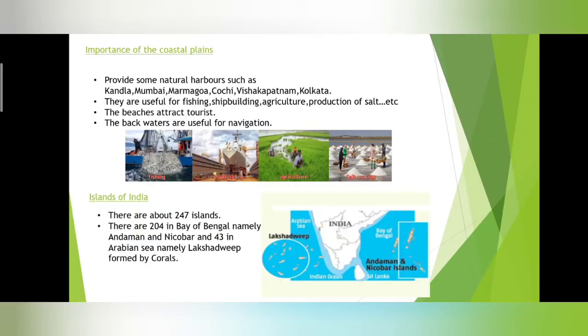Next, let's see the importance of the coastal plains. So the coastal plains are very, very important. How are they important? First and foremost, they provide natural harbors. On the western coast we have Kandla, Mumbai, Marmagoa, Kochi. Likewise on the eastern coast we have Visakhapatnam and Kolkata. These are all natural harbors. Next, these coastal plains are very useful for fishing, shipbuilding, agriculture, and production of salt.